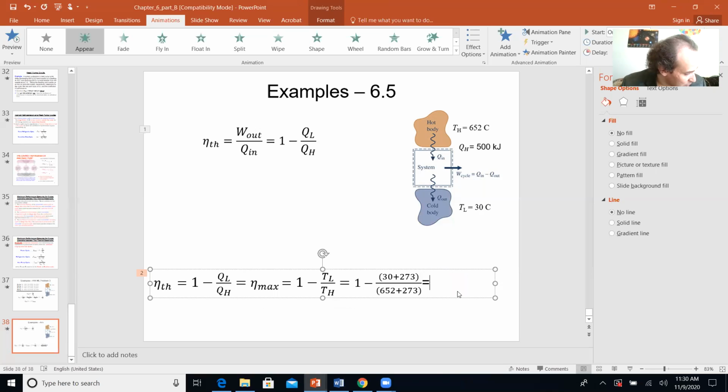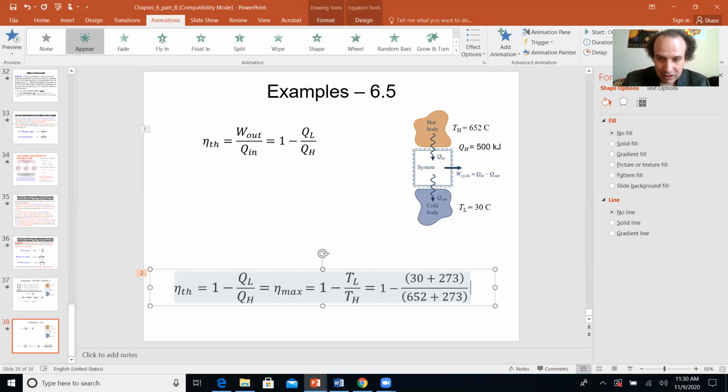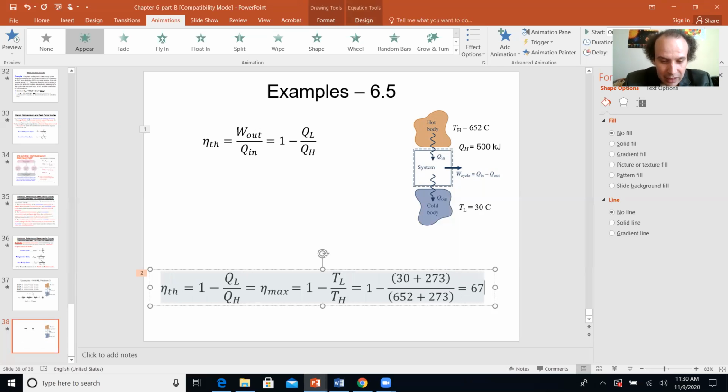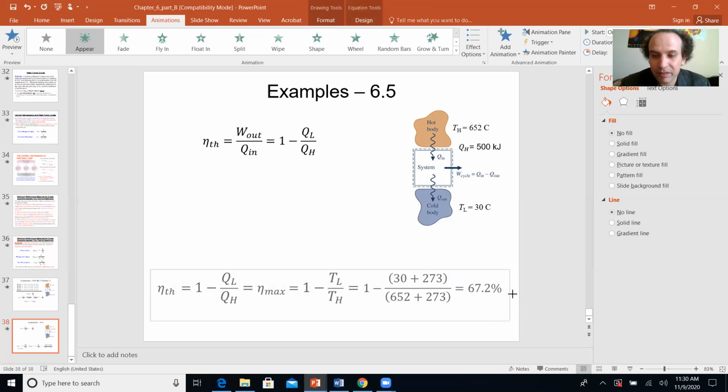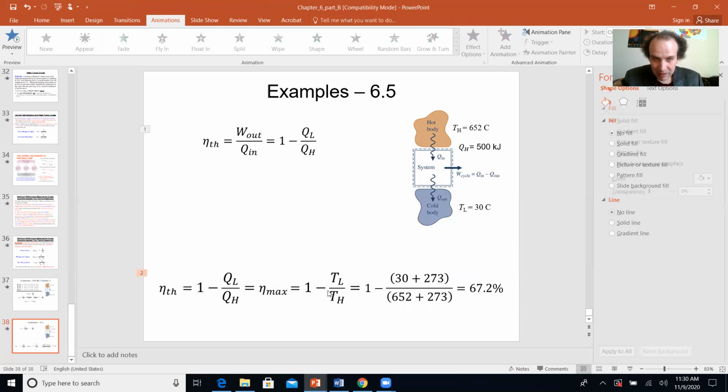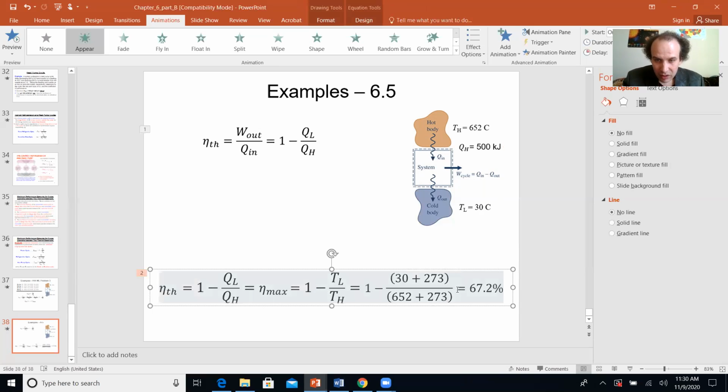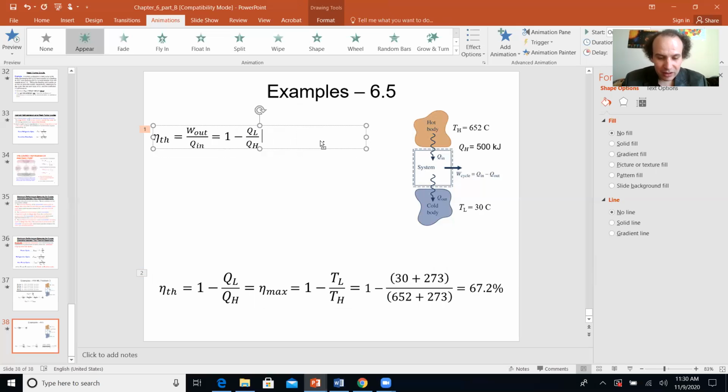And when you calculate it, you will come to, you can look at your textbook, something like 67%. It will be 67.2%. Okay? So does it make sense? Now I know this value. So if I know this value, will I be able to calculate my value here, my QL? Yes, this is what I have, correct?